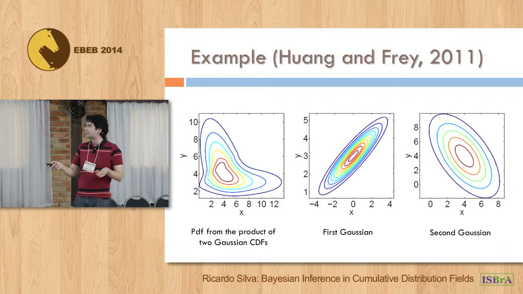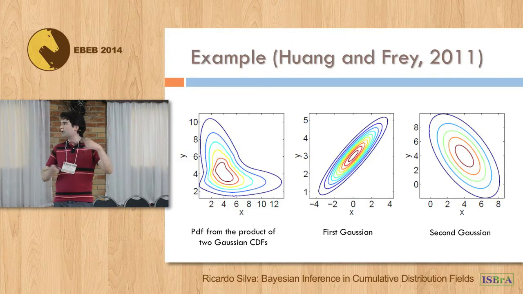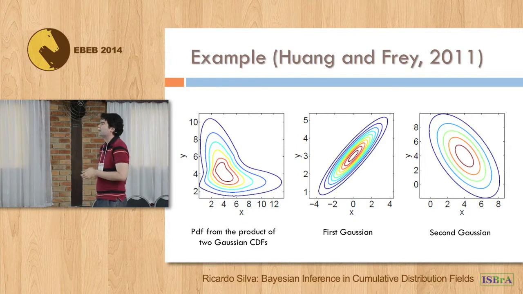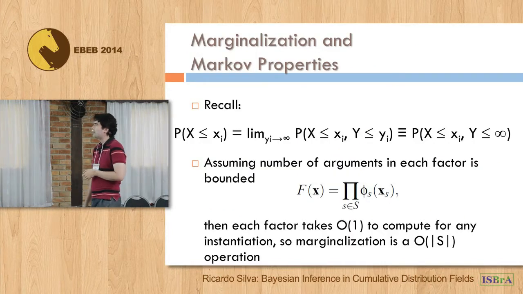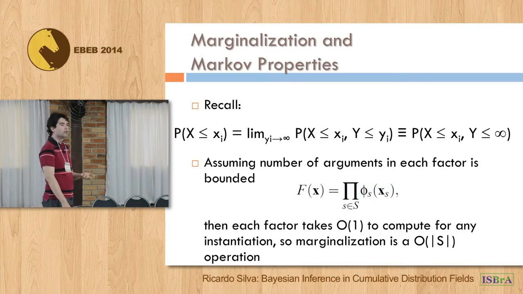Okay? So this is just an example of what you get when you multiply two Gaussian CDFs. Then you get another CDF function whose PDF will have this peculiar shape there, with a kind of broken half moon, which for some data sets will provide a good fit. Okay? So why is that interesting from the point of view of modeling?